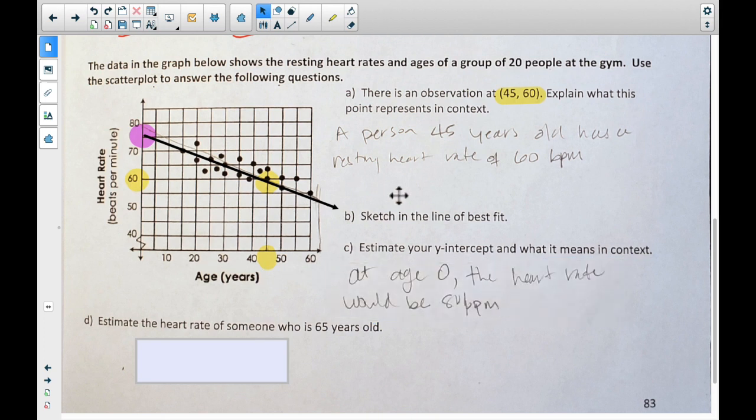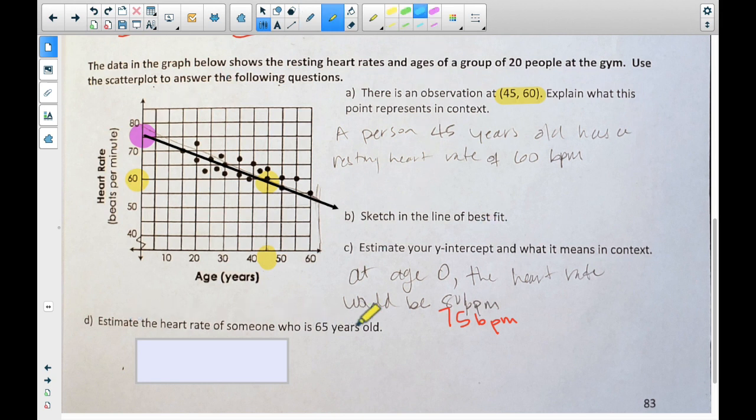So what it means is, at age 0, which is a little strange, I guess at a baby, the baby's resting heart rate would be 80 beats per minute. Or in this case, let's update that to say 75. So a baby would have a resting heart rate of 75 beats per minute. Is that true? I have no idea. That's just what the graph, according to this line, says. Sometimes age does not follow a linear pattern. Babies grow a lot in the first couple of years, and then it slows down. So it's not linear. But this one might be, I don't know.